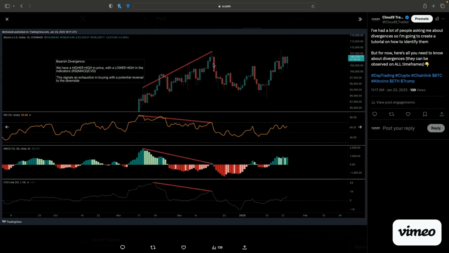Next, we have a bearish divergence. This is where we have a higher high in price with a lower high in the oscillators. This signals an exhaustion in buying with a potential reversal to the downside.